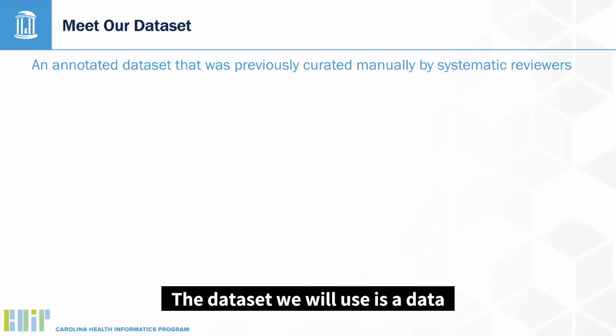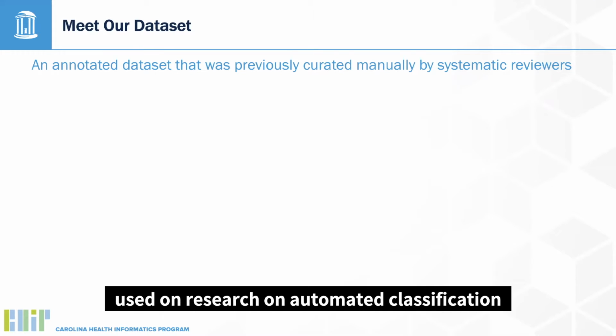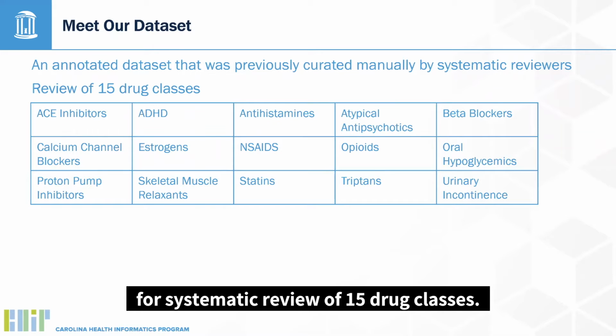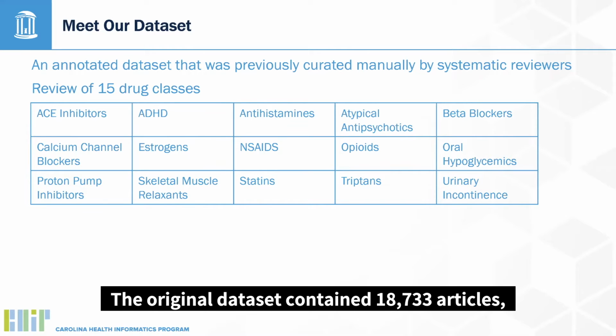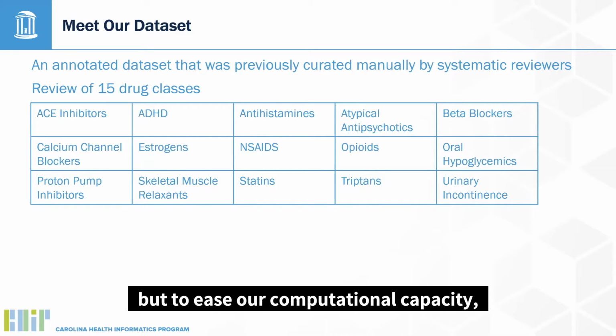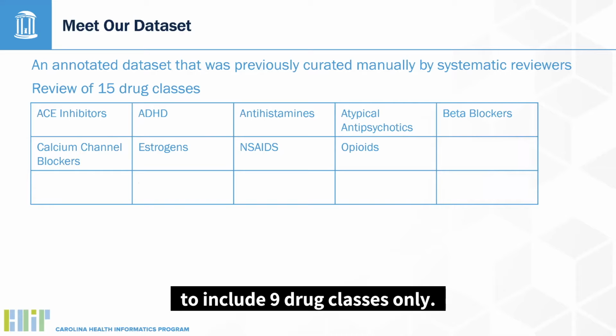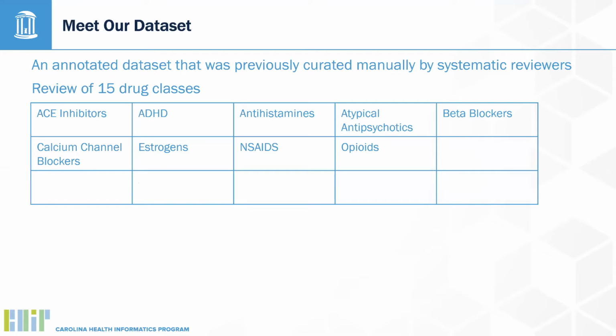The dataset we will use is a data used on research on automated classification of document citations for systematic review of 15 drug classes. The original dataset contained 18,733 articles, but to ease our computational capacity, I reduced it to 10,000 instances to include 9 drug classes only.